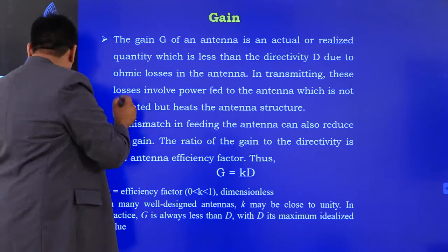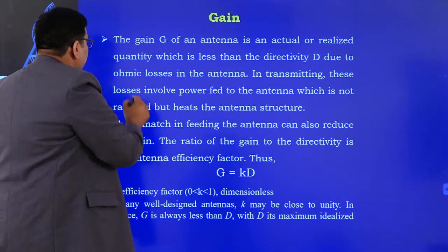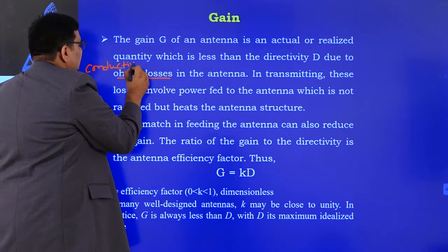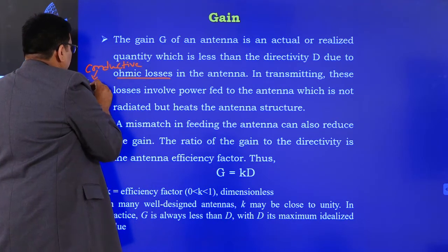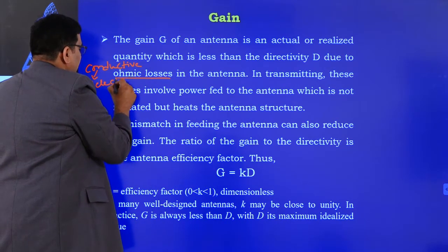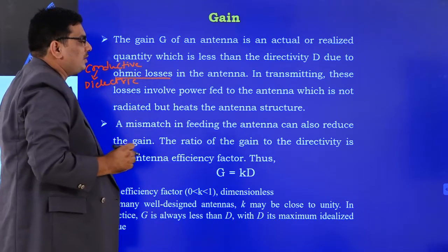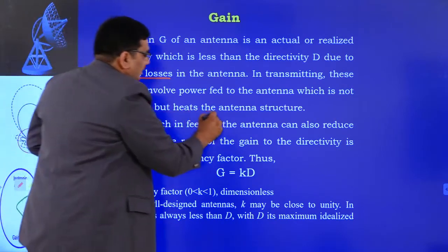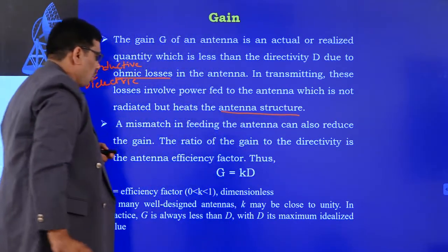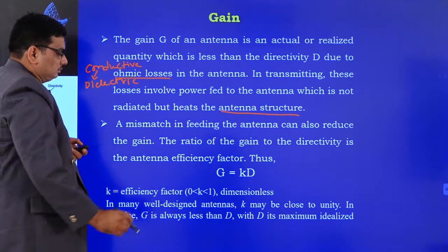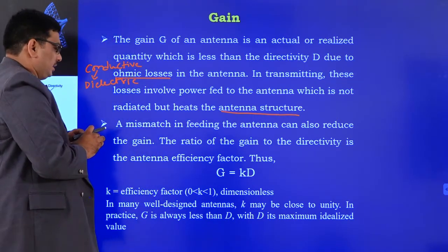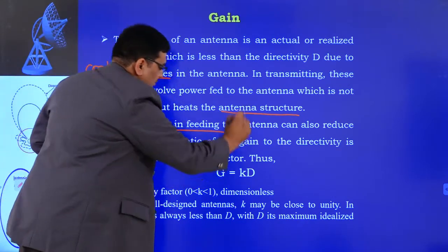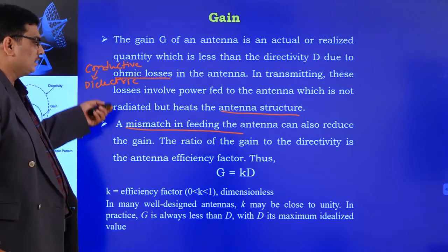There are two losses on the input side. One is the conductive losses, and the second is the dielectric losses. Due to these losses, if your antenna is radiating, the structure of the antenna gets heated. The gain is also reduced because of the mismatch of the feeding.